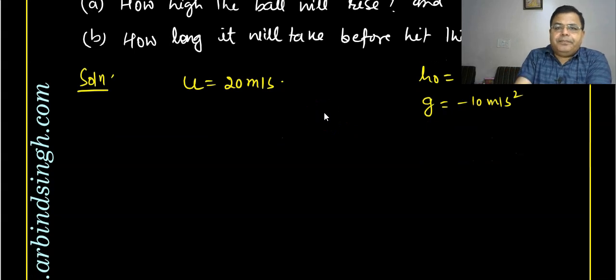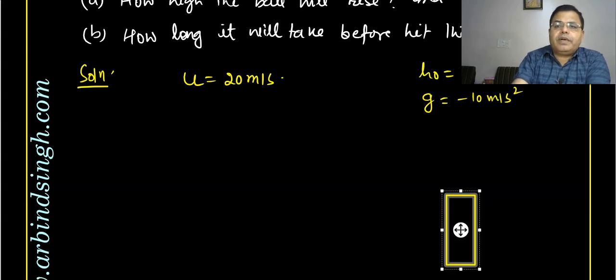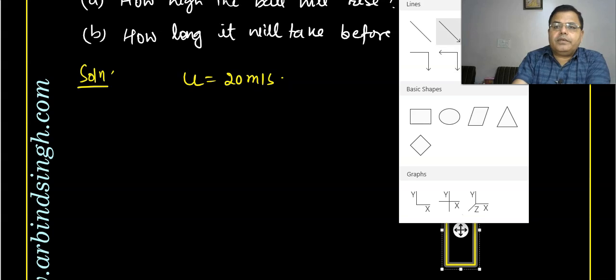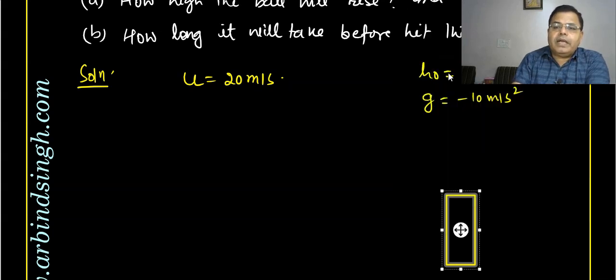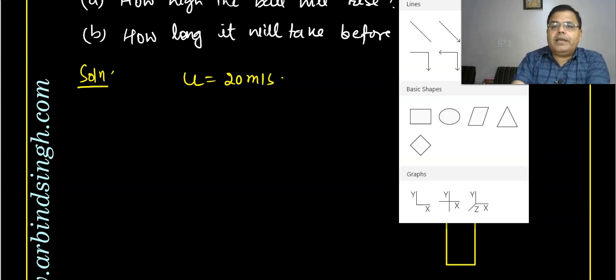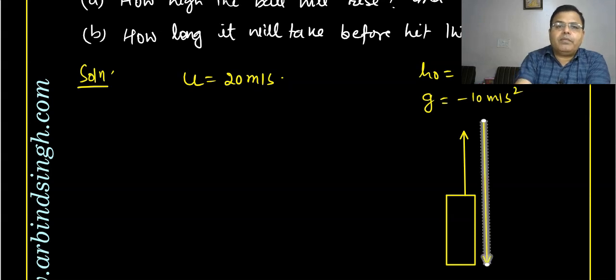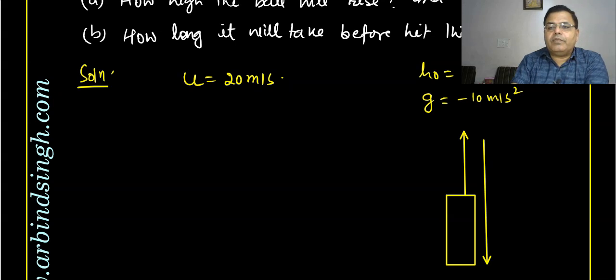Now think about the problem. The problem says that there is a building of height 25 meter. This is the building, and the ball is thrown from here only, and it goes to some height, say up to this. The ball is thrown from this height and reaches this point, and again the ball returns from this point to the ground. Right? So there are two motions, one is vertically upward motion, another is vertically downward motion, right?